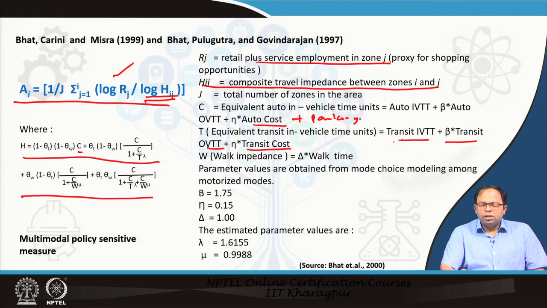So introducing policy measures, or we can change the number of bus stops, that will reduce my OVTT. That means out-of-vehicle travel time, I have to walk very little and then reach the bus stop. So if I increase the number of bus stops in the city, then it will increase accessibility. So different policies that affect accessibility are actually included in the equation, so that we can see if I change those things, what kind of effect it will have on the overall accessibility for the city. So we can call this the multimodal policy sensitive measure in the form of a gravity model.